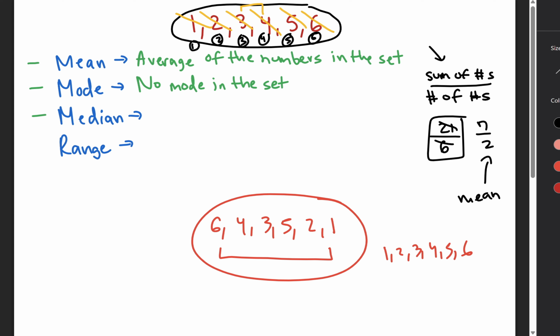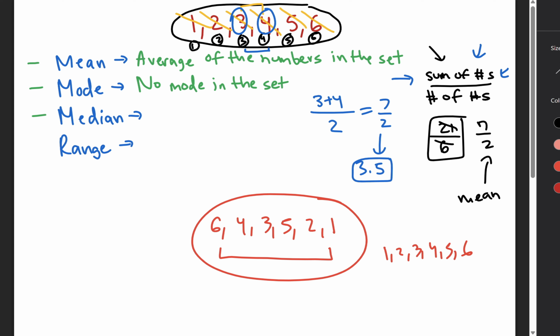So, for example, here we see that 3 and 4 are closest to the center. So I'm going to do 3 plus 4, once again finding the sum of the numbers to find the mean. Then I'm going to divide by the number of numbers, which is 2, because this is our first number and this is our second number. That is equal to 7 over 2, which we can write out very easily as 3.5. So 3.5 is our median.